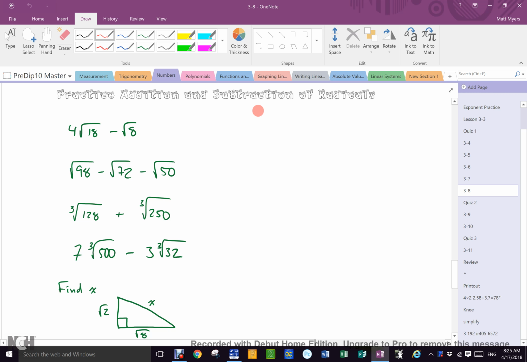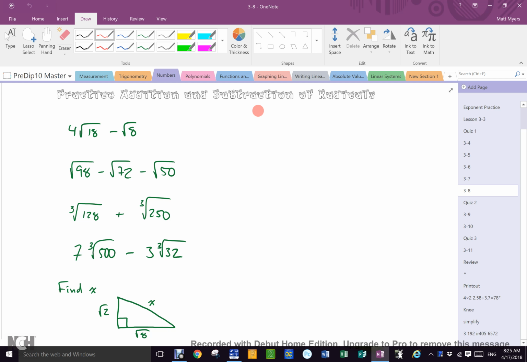Why can't I make that subtraction right now? Why isn't it 4 root 10? Because the number inside of the roots isn't the same. Excellent. Now let's make that a math sentence. The radicands are not the same.